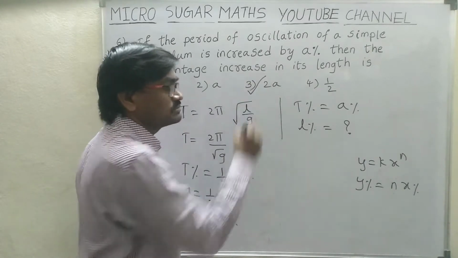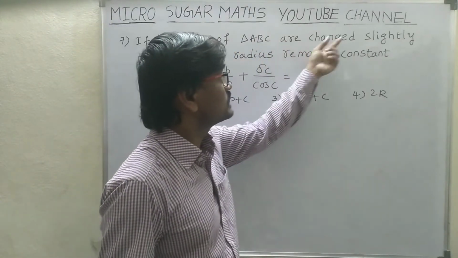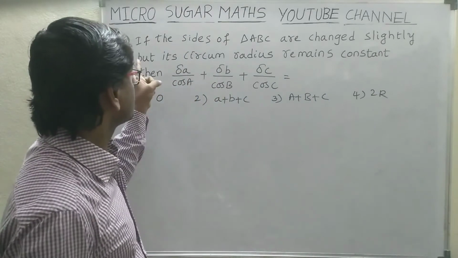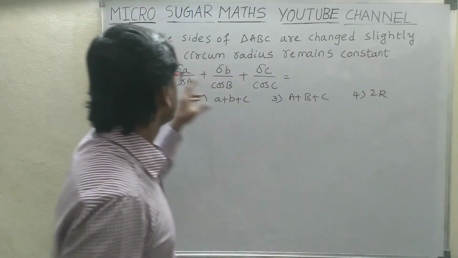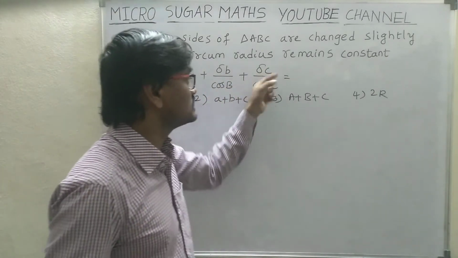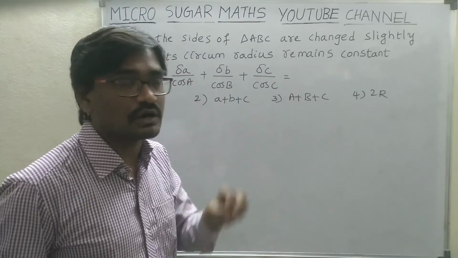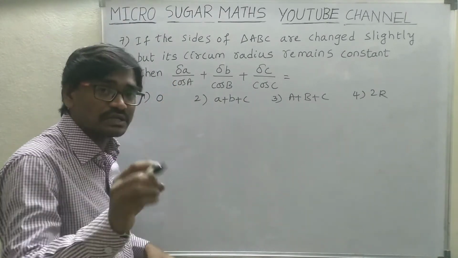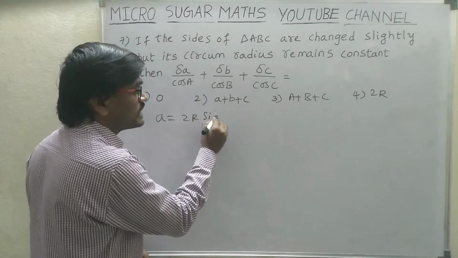It is the third option. Friends, our next problem: if the sides of triangle ABC are changed slightly, but its circumradius, capital R, remains constant, then we need the value of delta A by cos A plus delta B by cos B plus delta C by cos C. Students, it is a very important sum. Let us see how we can do this problem. Students, here apply the sine rule. What is the sine rule formula? Small a is equal to 2R sine A.